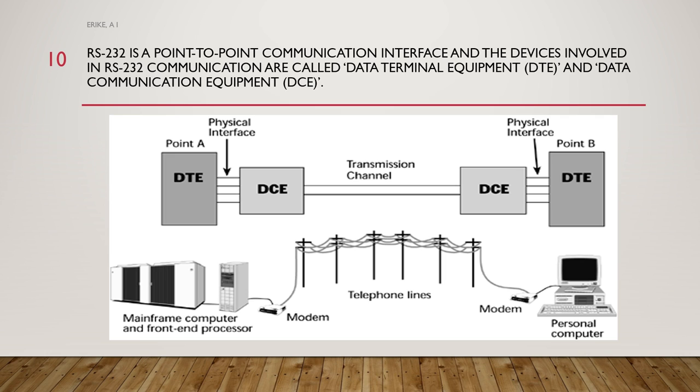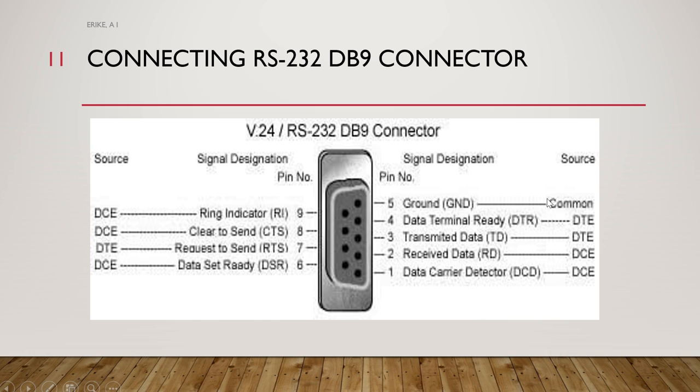Next, RS232 is a point-to-point communication interface, and the devices involved in RS232 communication are called data terminal equipment and data communication equipment. We see from this picture that we have the data terminal equipment at both the transmitting section and the receiving section. Before we look at this, let's quickly look at the interface itself.